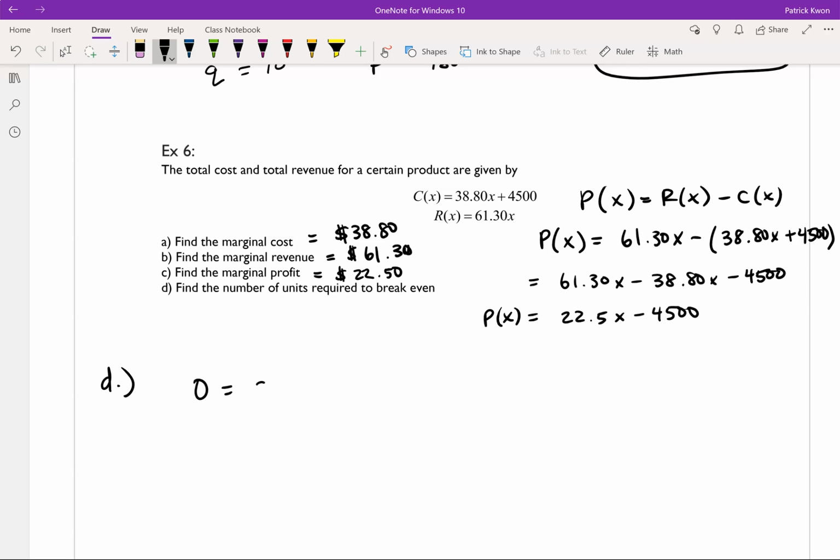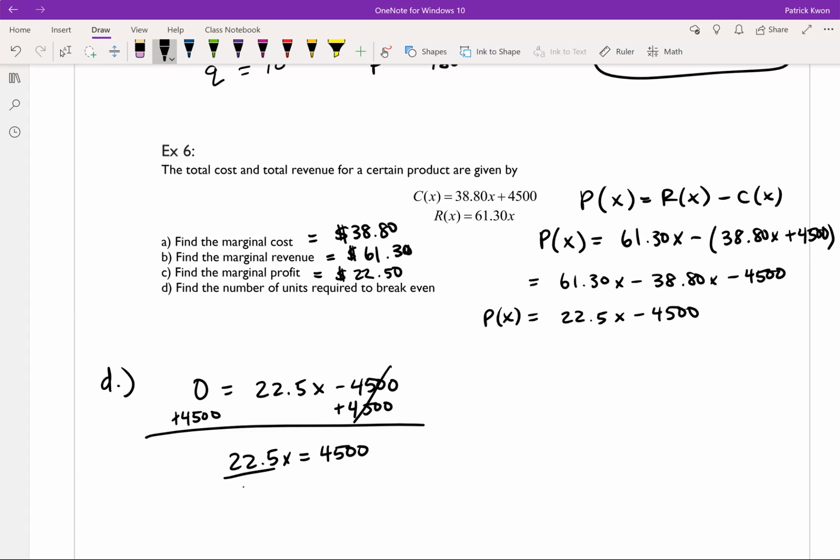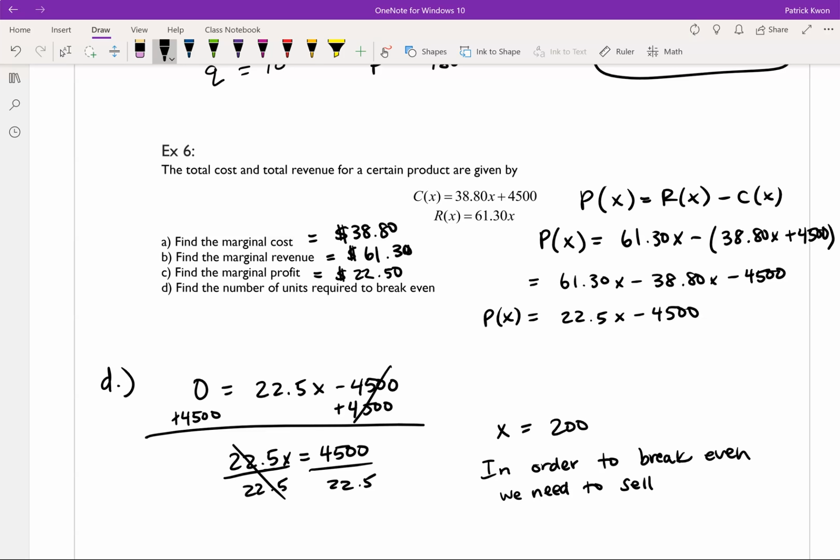I'm going to say 0 equals 22.5x minus 4,500. I will add 4,500 to both sides. So we get 22.5x is equal to 4,500. And then if I divide both sides by 22.5, we end up getting that x is equal to 200. So we could say in order to break even, we need to sell 200 units.